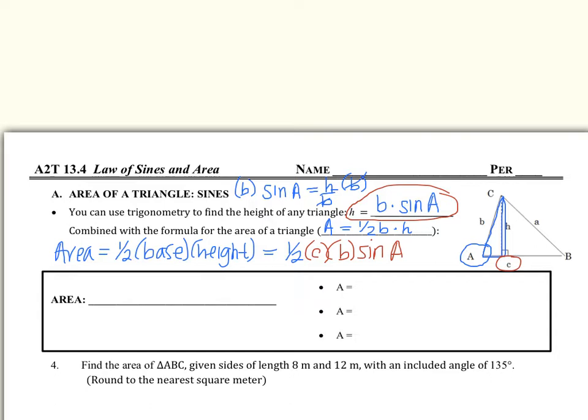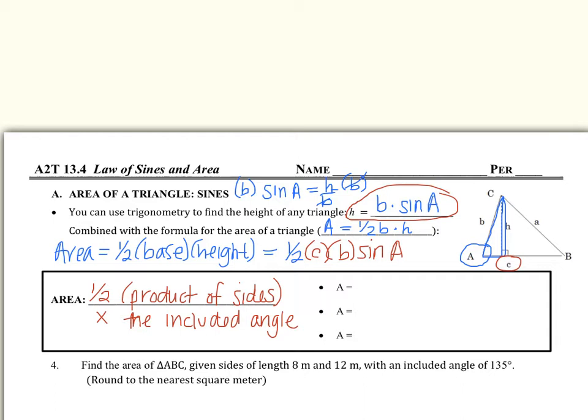So what we've just come up with is a formula for finding the area of a triangle that's related to two of the sides, B and C, and then the sine of one of the angles. So we can write that as half the product of two sides times the included angle. So hopefully you remember from geometry that the included angle means it's the angle between the two sides. Okay? So it's between the two sides.